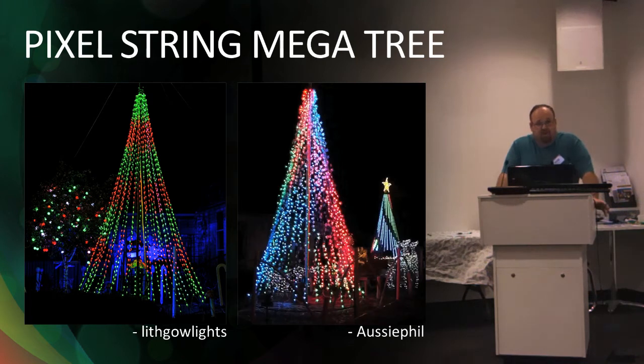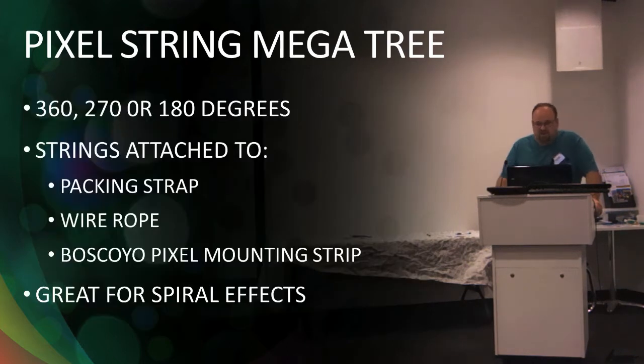Now, of course, there's different ones. The pixel string, which I use, and we'll set up in here for tomorrow with some demonstrations. So, look, pixel mega tree, it's great. You can do different dimensions of it, 360 degree, 270, 180, depending on what your block is, how your display looks. Different ways of doing the actual strings as well, attached by packing strap or wire rope, or the actual pixel strips, which hold the strips in the different lengths as you want, because we know we can't trust any of the lights coming out of China in their sizes.